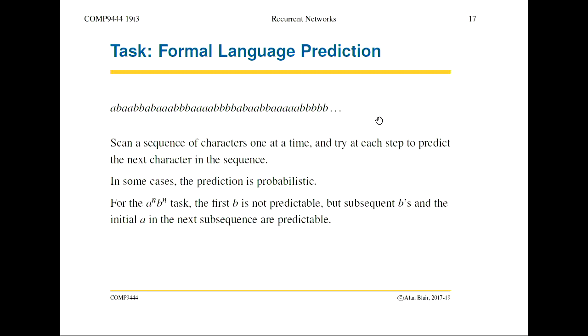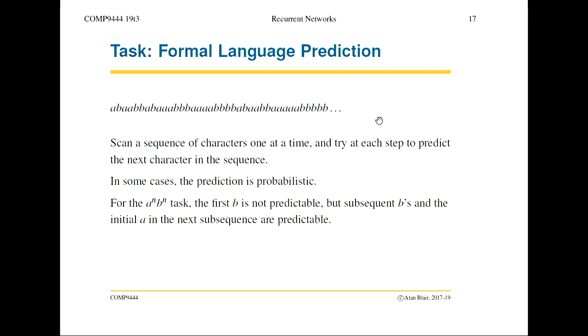And in this case, we're treating this as a language prediction task rather than recognition. So the first B, we're not able to predict when the first B will occur, but if we see a certain number of A's and then we see the first B, let's say we've seen 3 A's and then we see a B, we should know that there's going to be 2 more B's and then an A. Right, so those are the things we can predict.